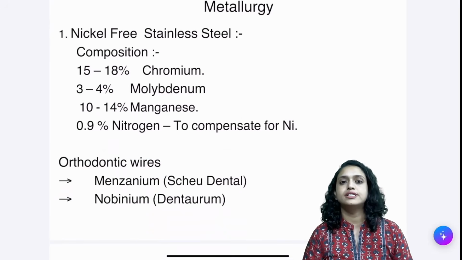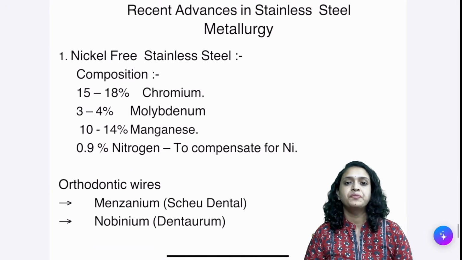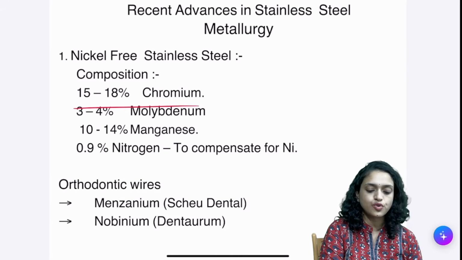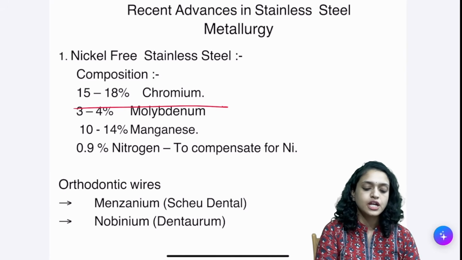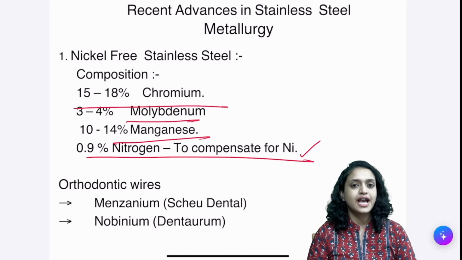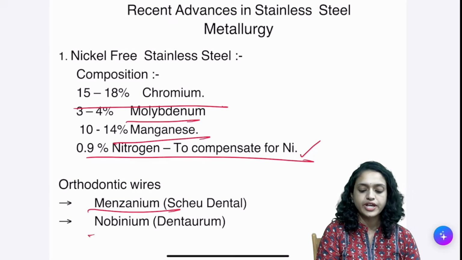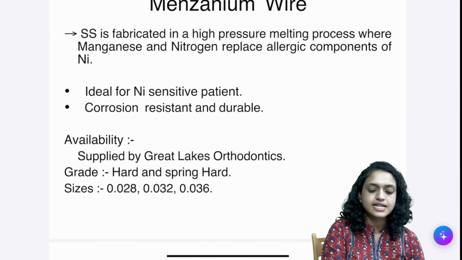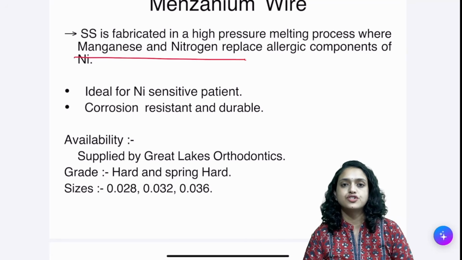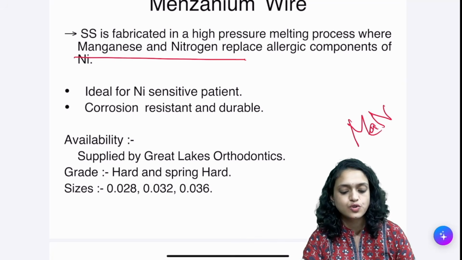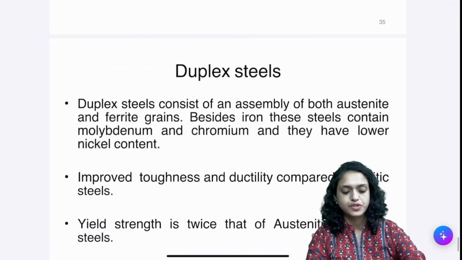Due to the reporting of nickel allergy, nickel free stainless steel has been introduced. So 18% chromium is there in the place of 8% nickel. Molybdenum, manganese and nitrogen have been introduced to compensate for nickel. And there are two other wires called mezzanium wire and niobium wire. Mezzanium wire is where manganese and nitrogen replace the allergic components of nickel. This is corrosion resistant and it is ideal for nickel sensitive patients.